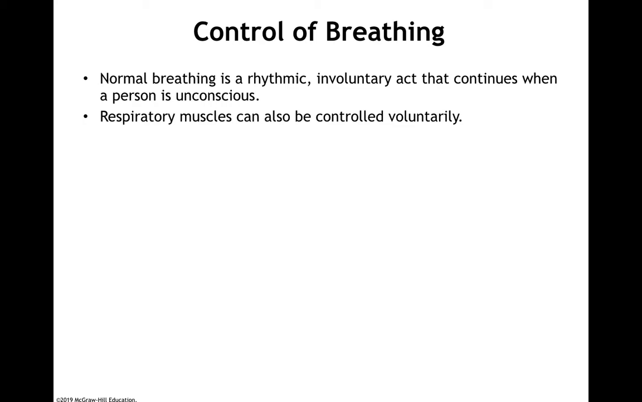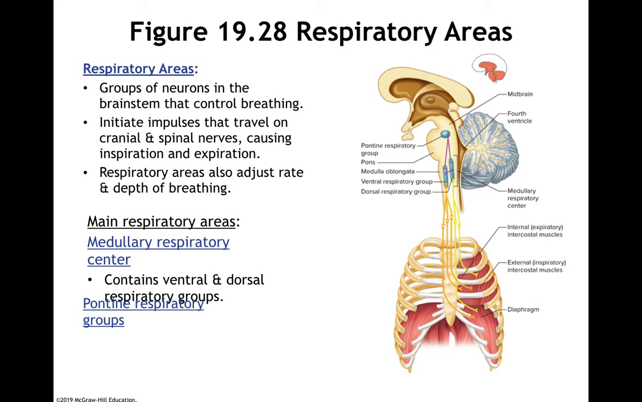Control of breathing. Normal breathing is a rhythmic, involuntary act that continues when a person is unconscious. Respiratory muscles can also be controlled voluntarily. The respiratory areas are groups of neurons in the brainstem that control breathing. They initiate impulses that travel on cranial and spinal nerves, causing inspiration and expiration. Respiratory areas also adjust the rate and depth of breathing.